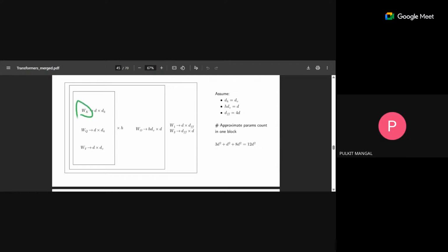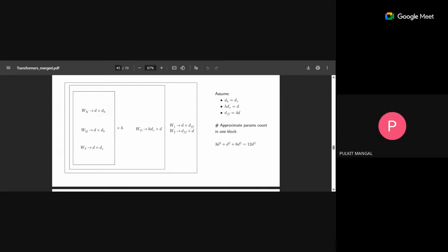So the main parameters that we had were our Wk, Wq, and Wv matrices. We keep the size of them as d cross dk for Q and K. For V, we keep the size of d cross dv. Now to simplify things, if we assume that dk is the same as dv, that means the dimensions of these three matrices are the same. Then you are going to have 3 times d cross dk parameters.